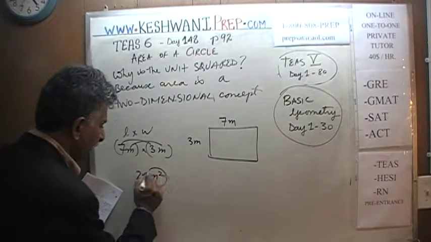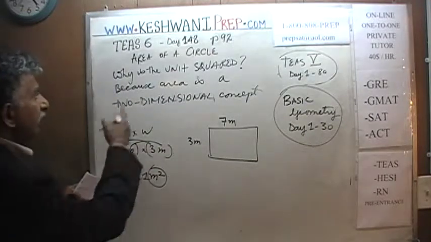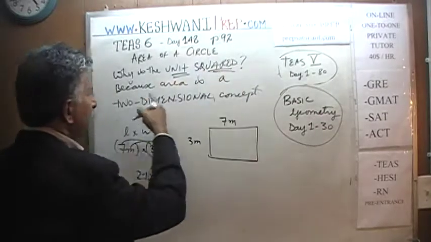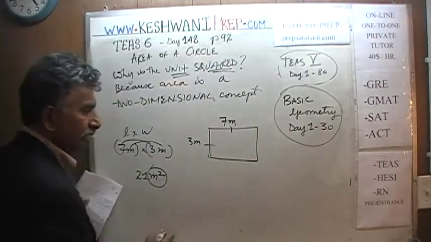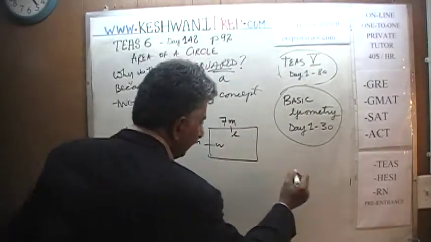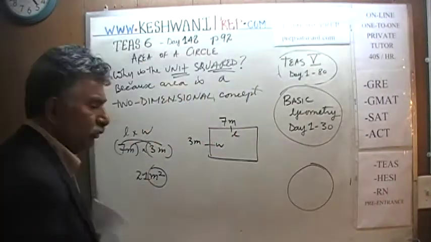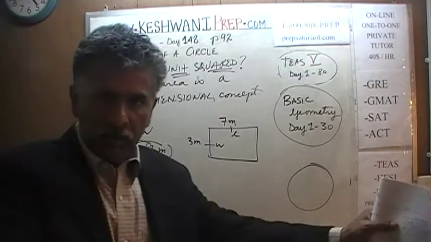Meters times meters, this is squared. You see, area, your unit is squared. Why is the unit squared? Because area is a two-dimensional concept. It has two dimensions, length and width. Similarly, when we talk about the area of a circle, that's a two-dimensional concept. Area means how much space does it occupy.